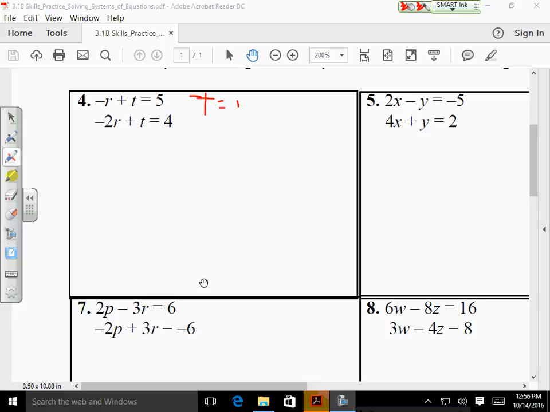You get t equals r minus r plus 5, and then you get t equals 2r plus 4, and then you put it in the calculator as y equals x plus 5, and y equals 2x plus 4.